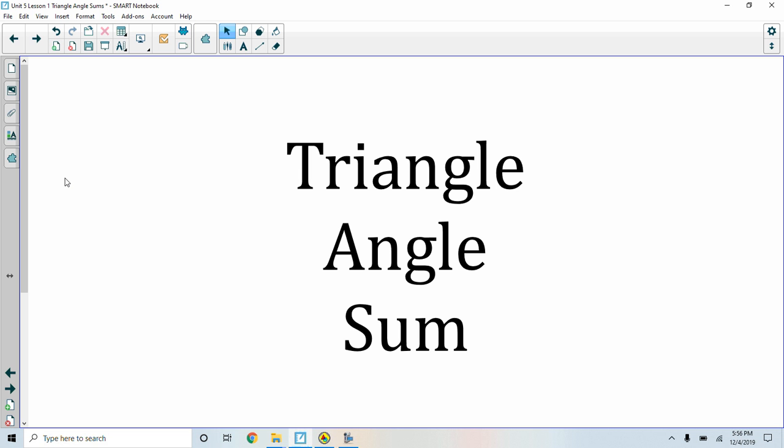They're always going to add up to 180 degrees. So it seems like a small fact, but it's very important. It's something we'll use constantly this year. So you need to remember that all three angles in a triangle add to 180.